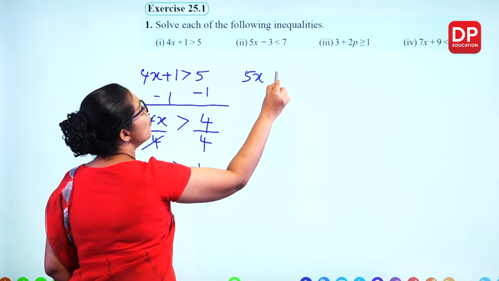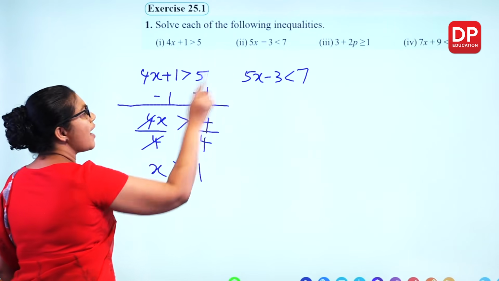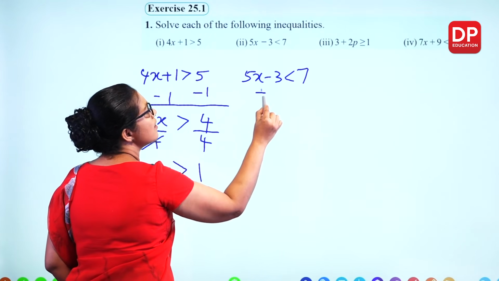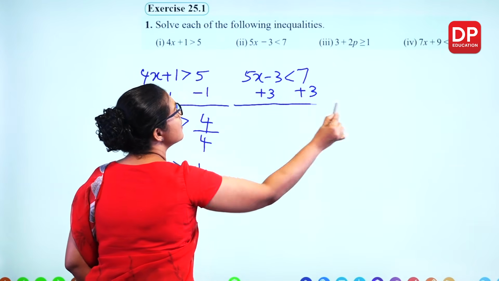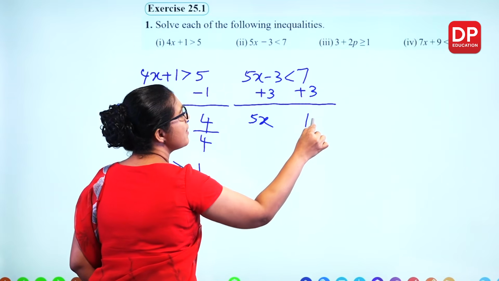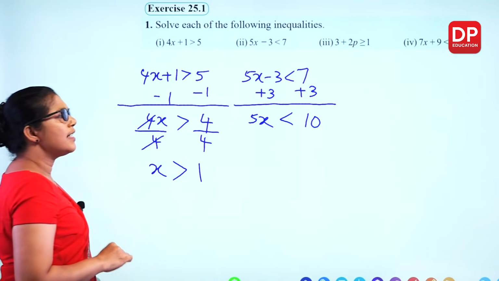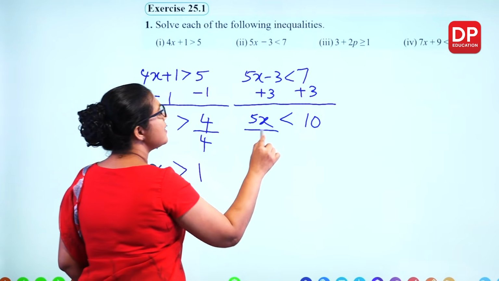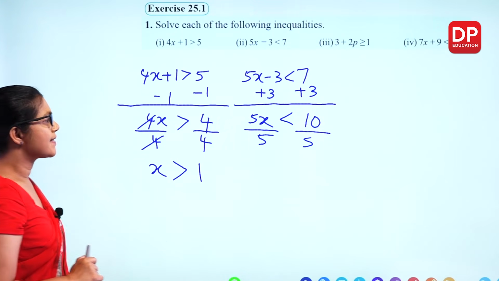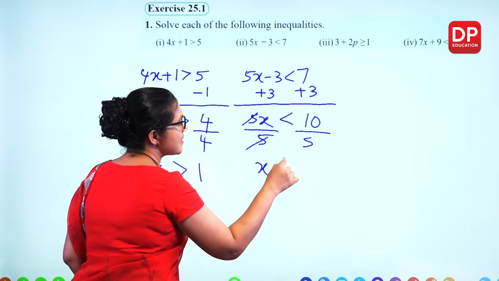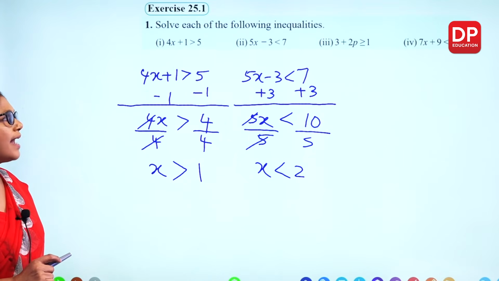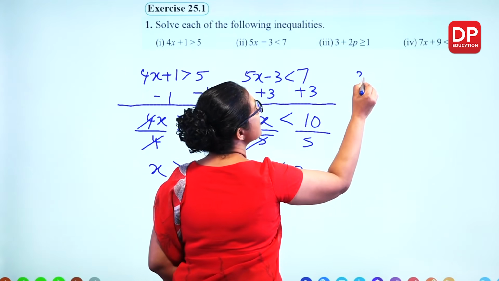Same as before. Take the inequality. Try to get rid of the number here. So minus 3, I need to add 3. You get 5x here. 7 plus 3 becomes 10. Nothing will happen to the sign. Divide this by 5. Why? We need to find x. You get x. 10 divided by 5 is 2. So what's the answer? x is less than 2. Now we'll take the third one.